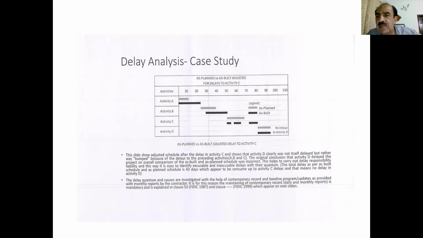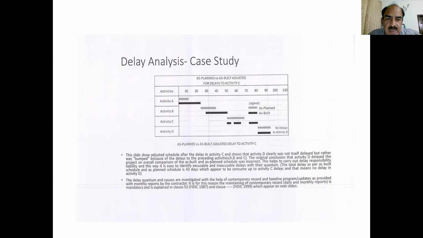Now, there are 2 types of delays: one which is excusable, and the other which is inexcusable, along with their quantum. The total delay per as-built schedule and as-planned schedule is 43 days, which appears to be consumed up to the activity C delays, and that means no delay in activity D. So activity D was, as a matter of fact, not delayed, because the remaining 3 activities were delayed, and this activity was then delayed as a consequence of the initial 3 activities.